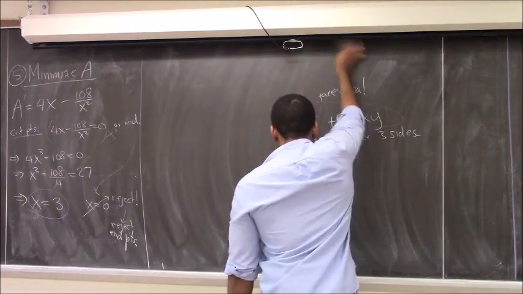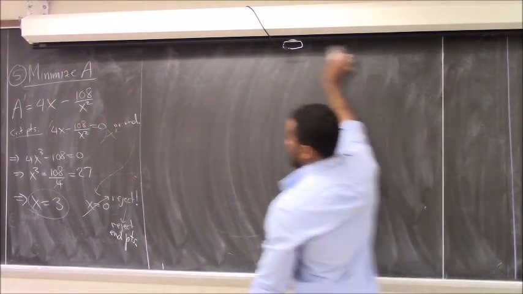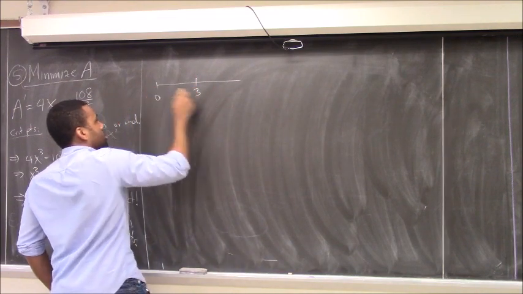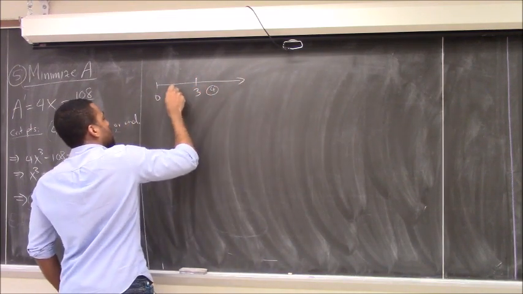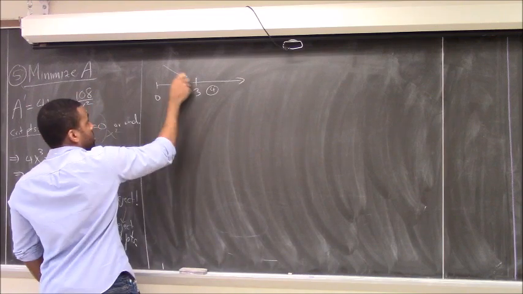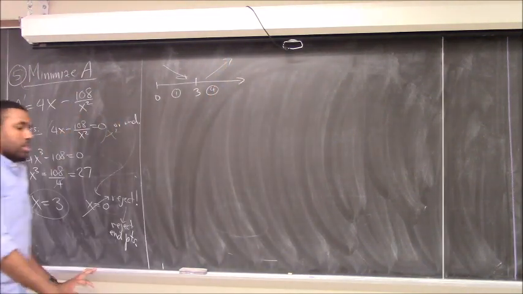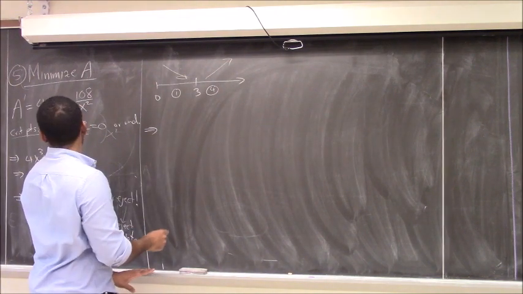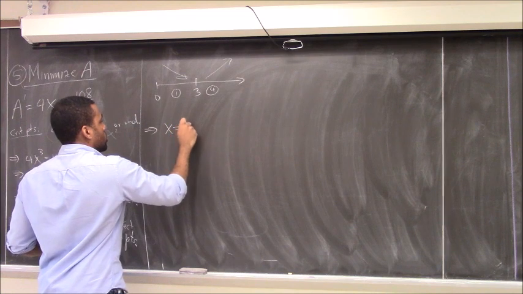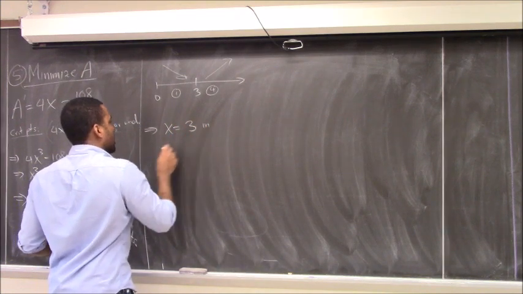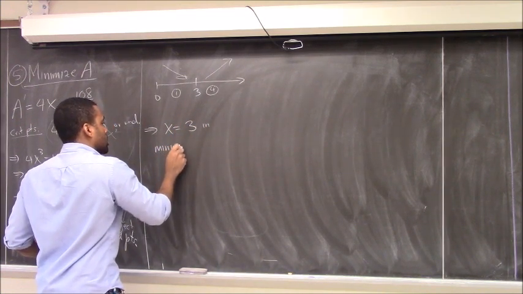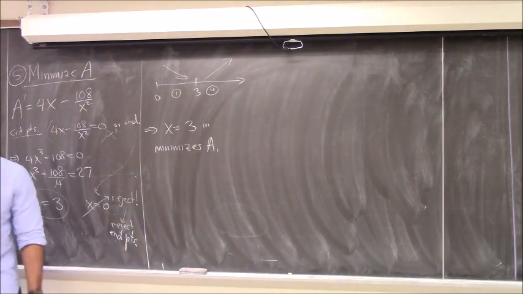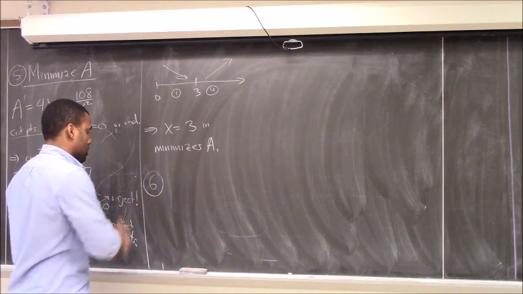So now let's run with that. So again, 3, 0. You can pick a number here, pick a number here. It's going to give you that. So this means x equals 3 inches minimizes the area. And that brings us to step 6.